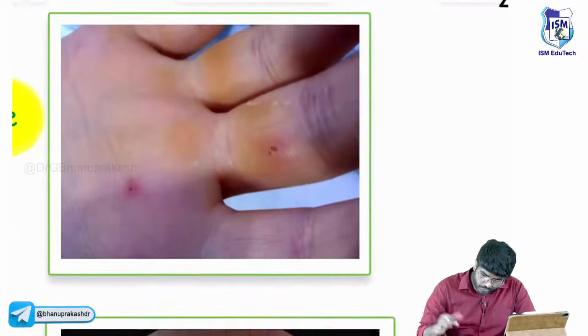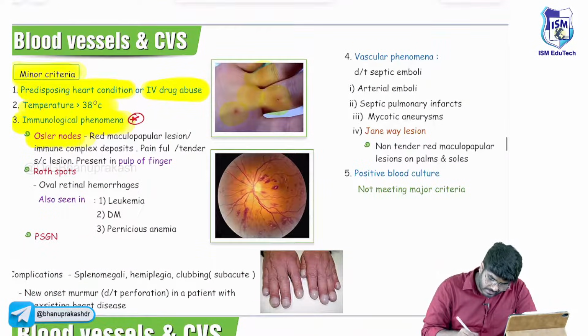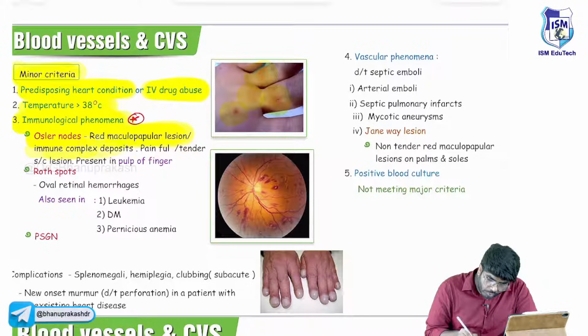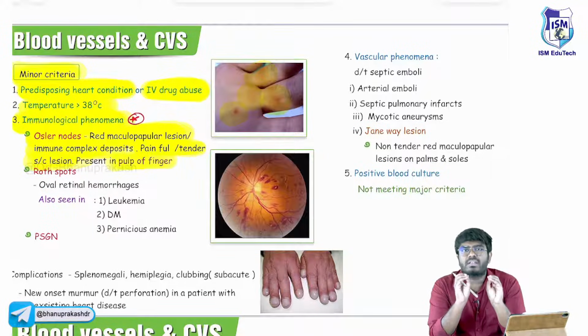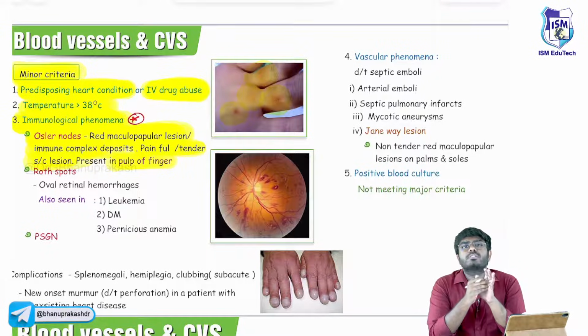Let me show you. Here they go. The patient is now having these red maculopapular lesions. Why? These are nothing but immune complex depositions in the palms and soles. These are very much painful, tender, subcutaneous lesions which are present in the pulp of the finger. This is the classical phrase that they will use in your board exams, the finger pulps. Because of the deposition of the immune complexes, there will be localized tissue damage with a little hemorrhage, leading to maculopapular rashes. That is called the Osler node.